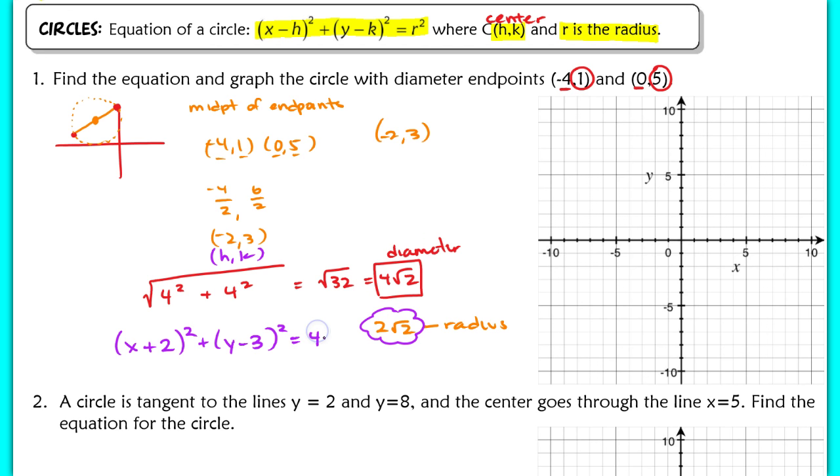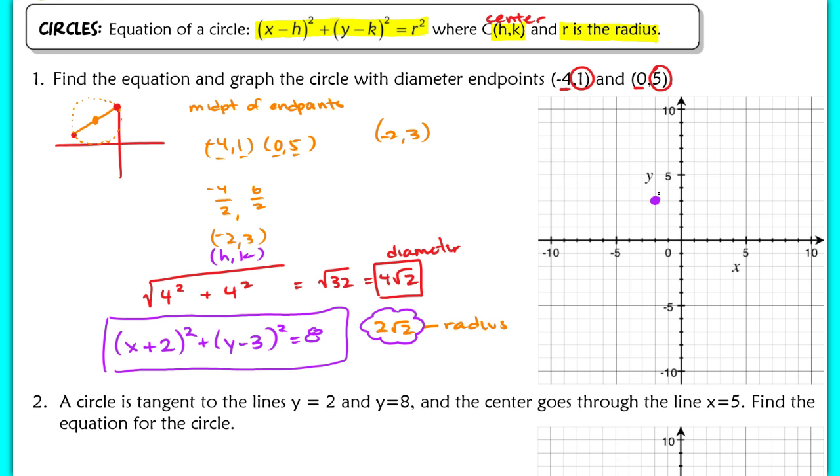So we end up with 4 times 2, because we square the root 2 to give us 8. Okay, so this here would be the equation of that circle in standard form. Now we can go ahead and graph this. So we just go to negative 2, 3. This is obviously the very easy part.